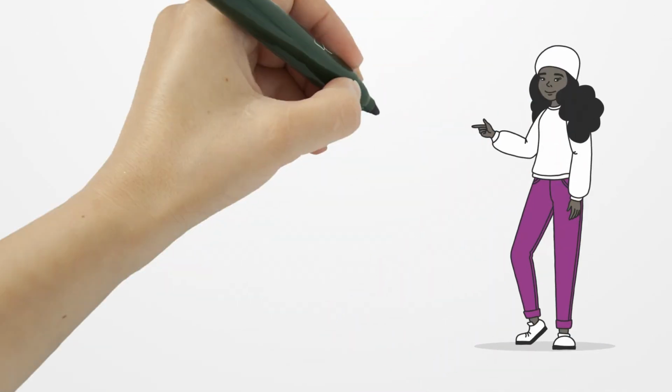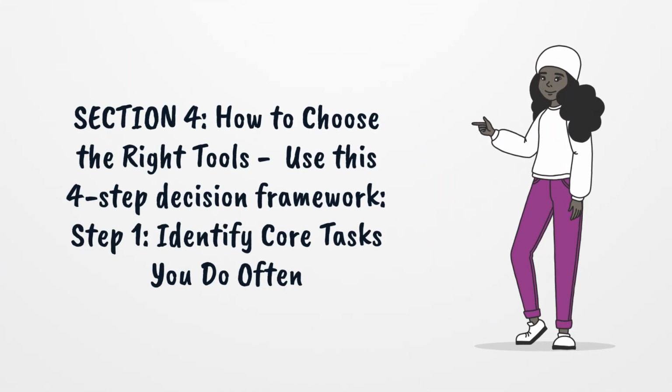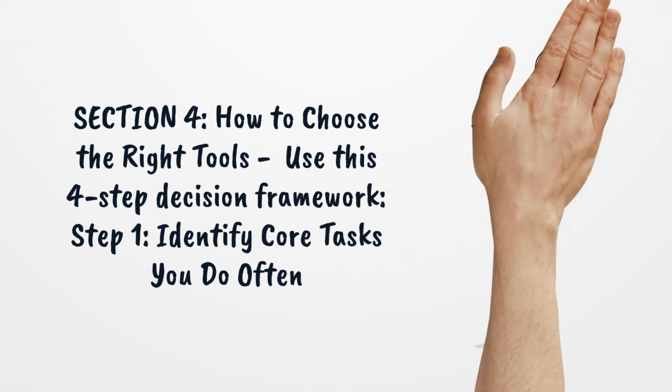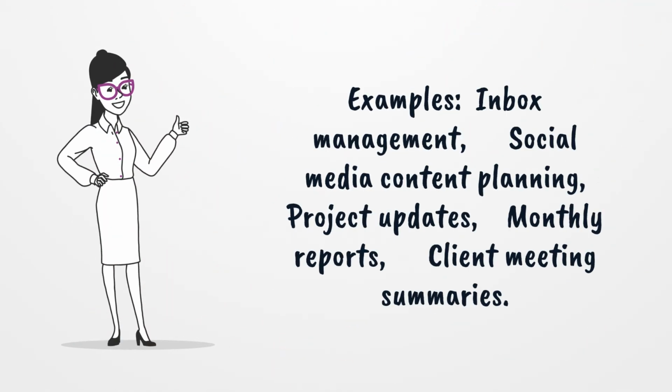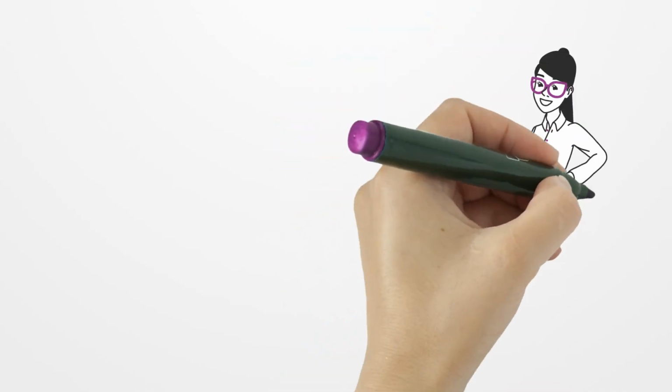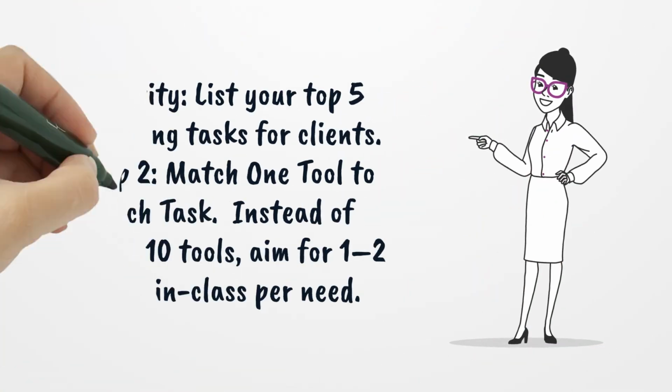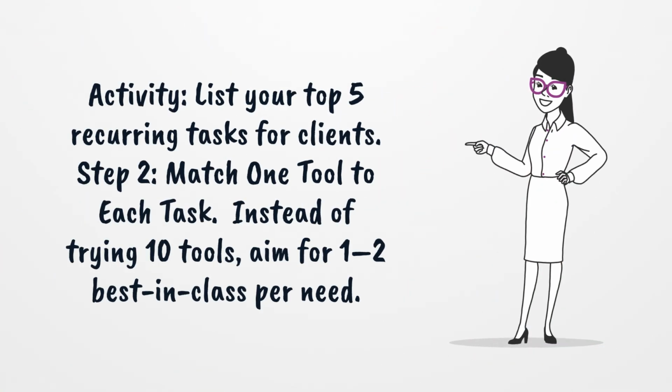Section 4. How to choose the right tools. Use this 4-step decision framework. Step 1. Identify core tasks you do often. Examples: inbox management, social media content planning, project updates, monthly reports, client meeting summaries. Activity: list your top 5 recurring tasks for clients.